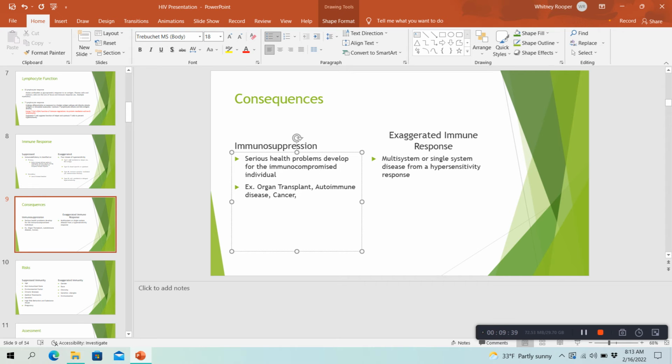And then you have exaggerated immune response. So all these people that have crazy allergies, eczema, asthma, all those things.